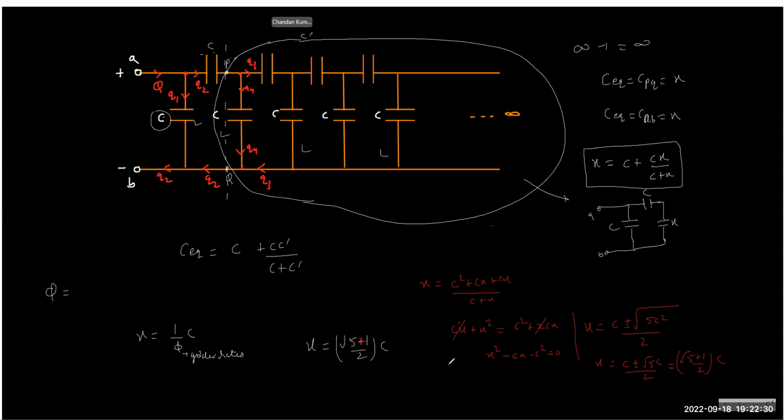So root 5 plus 1 by 2 is called the golden ratio. This is golden ratio. Yeah, correct. No, this is plus plus. I was getting confused.